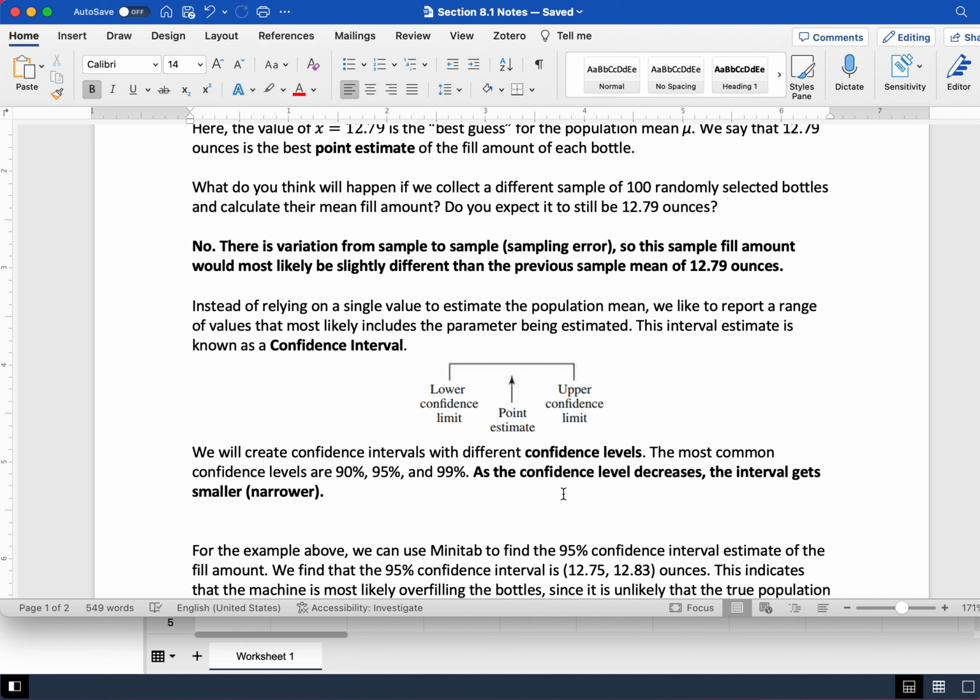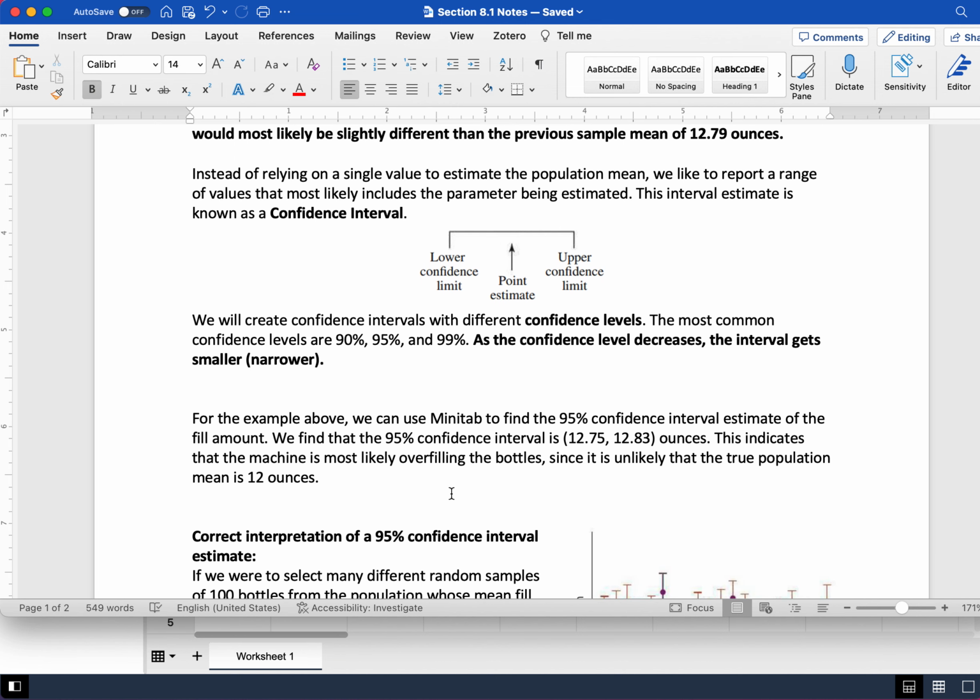As the confidence level decreases, the interval gets smaller or more narrow. So you might think, well, I would always rather be 99% confident than 90% confident. But the trade-off with that is that if you increase your confidence, you get a wider interval, or in other words, there are more possible values for your true parameter or your true mean.